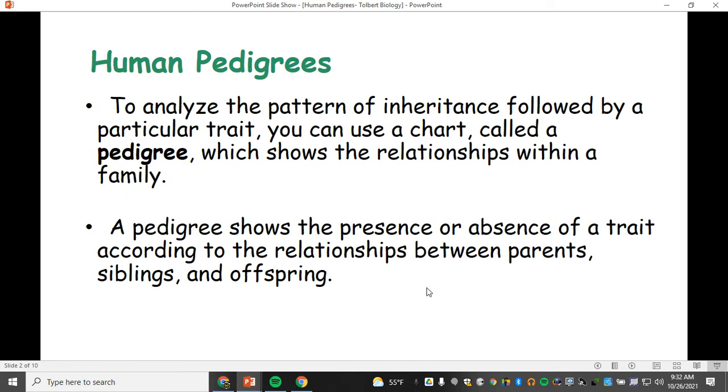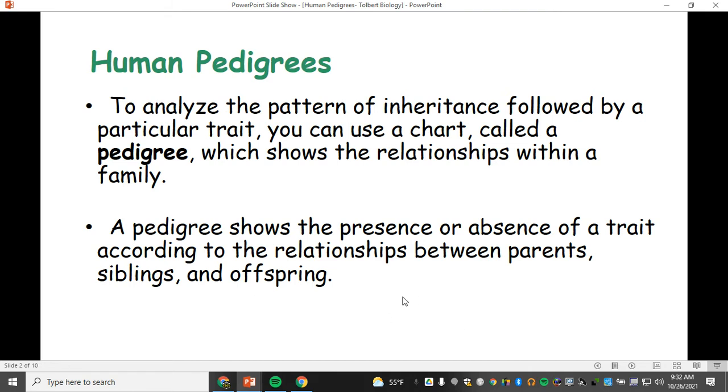To analyze the pattern of inheritance followed by a particular trait, you can use this chart. The chart itself is called a pedigree or a pedigree chart. It shows the relationships within a family. A pedigree shows the presence or the absence of a trait according to the relationships between the parents, siblings, and other kids or offspring.